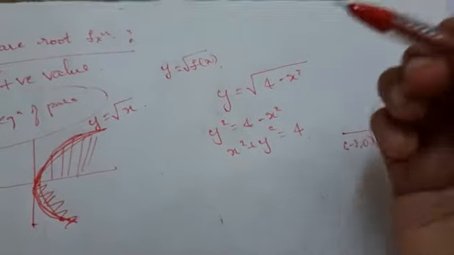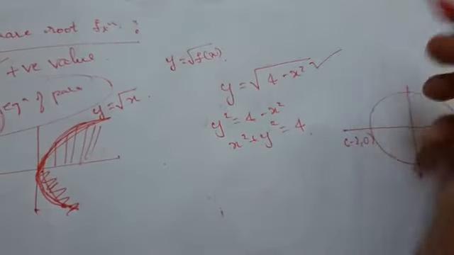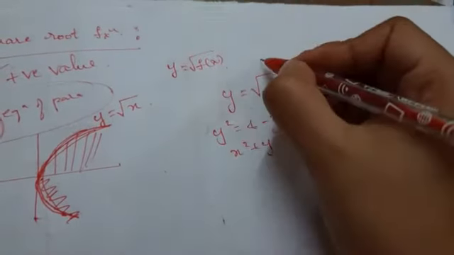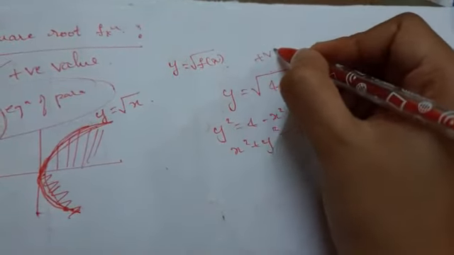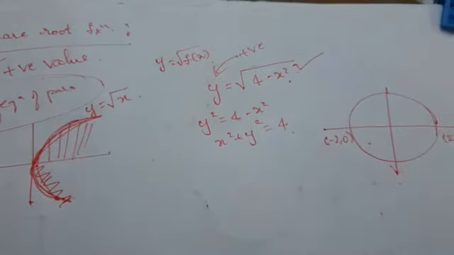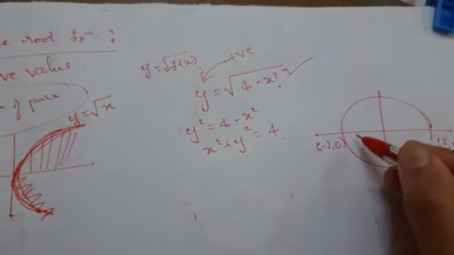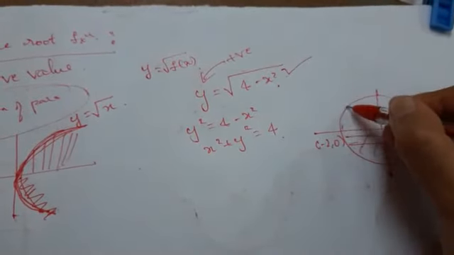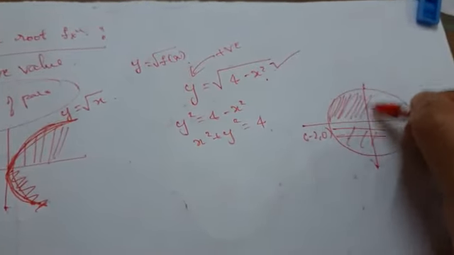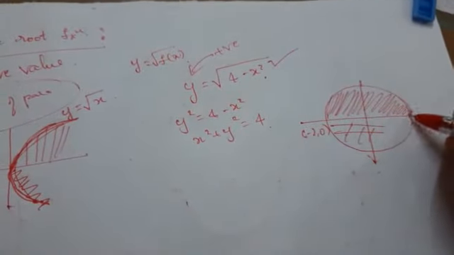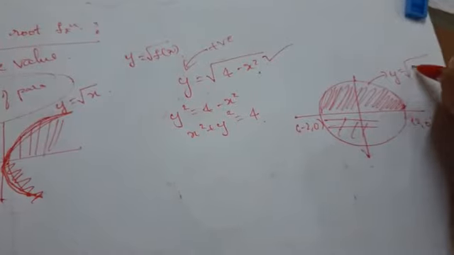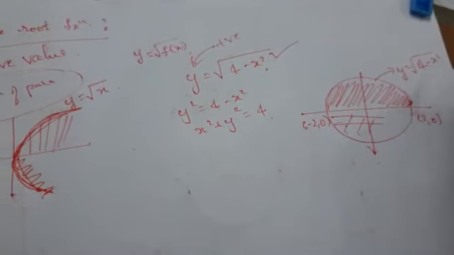But what was the curve required? y is equal to square root of 4 minus x square. Square root of 4 minus x square means we should get only the positive values of y. The positive values of y means the lower part is not at all included. So the required region is this one. This is the required region of the given curve. So the curve is y is equal to square root of 4 minus x square.